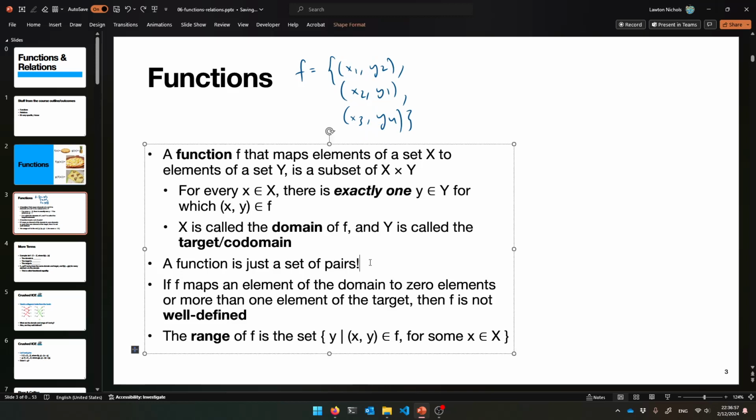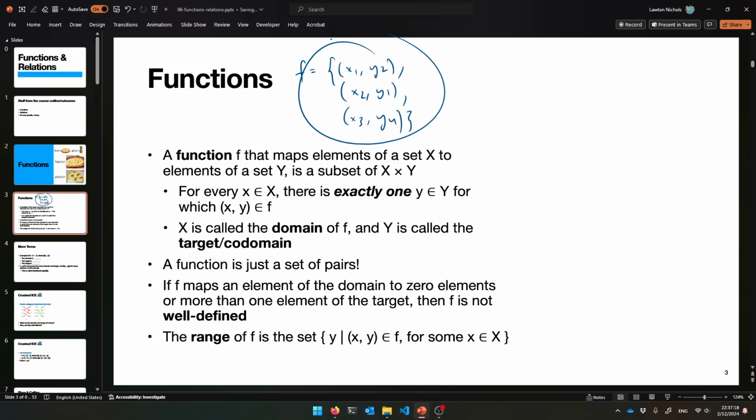All right, so functions are just sets of pairs, and x, this input set, is called the domain of f. You've heard that term before, I'm sure. So x is the domain, it's the input, and the output set is called the target set or the codomain. Okay, so that's what's going on there. It really is just a set of pairs. So let me draw this function.